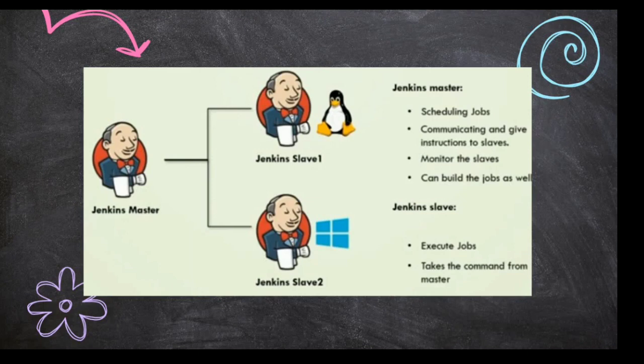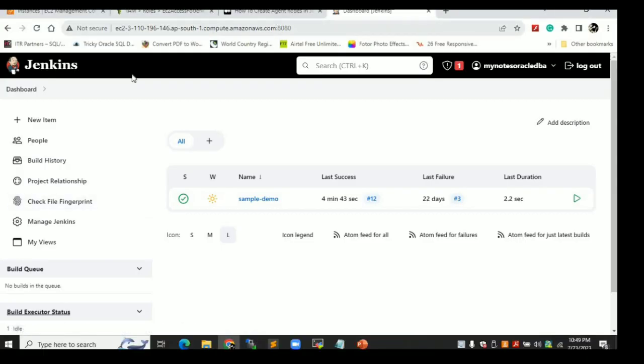With slaves, the master takes care of scheduling jobs, communicating instructions to the slaves, and monitoring the slaves as well. The Jenkins slaves take care of executing the jobs and the commands from the master. So let's go back to our Jenkins console.